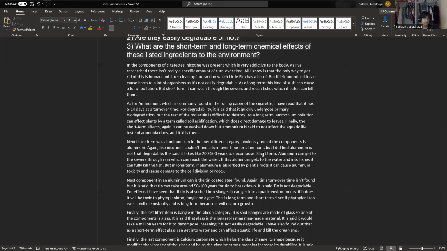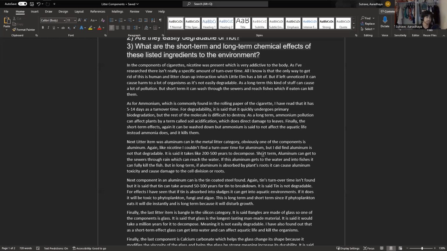But in the long term, if aluminum is absorbed by plants' roots, it can cause aluminum toxicity, which I didn't know, and can cause damage to cell division or roots, which can damage their growth. The next component in an aluminum can is tin-coated steel. Tin's turnover time isn't found, but it is said that tin can take around 50 to 100 years to break down. It is said tin is not degradable.